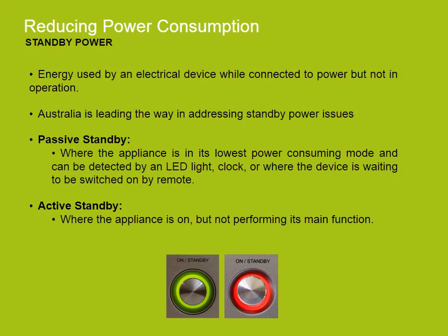As covered previously, standby power is energy used by an electrical device while connected to power but not in operation. Passive standby is where the appliance is in lowest power consuming mode and can be detected by an LED light, clock, or where the device is waiting to be switched on by remote. Active standby is where the appliance is on but not performing its main function. A device is usually only completely off when it is switched off at the wall, as devices can still consume very small amounts of power even when they are switched off at the device's power switch, if it has one. Standby data is usually obtainable from the appliance manufacturer.